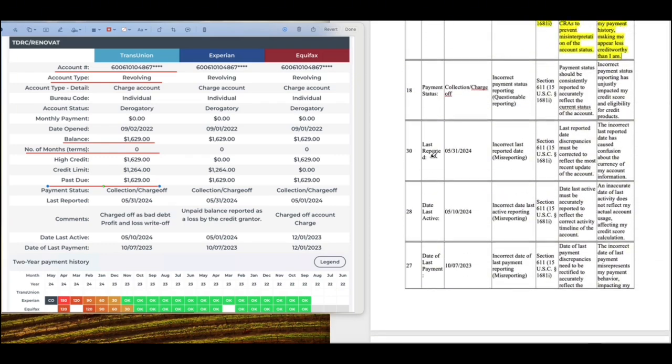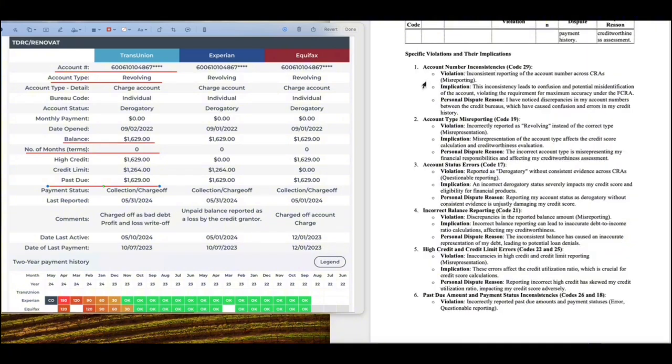So I'll just read a little bit of the reasons here to you. The Metro 2 code for date last reported is 30. And for our Metro 2 reason, we'll say incorrect last reported date, misreporting. For some of our reasons, we're saying last reported date discrepancies must be corrected to reflect the most recent update of the account. Your personal reason could be something like the incorrect last reported date has caused confusion about the currency. For the sake of the video, I labeled each field so you can know what it is.